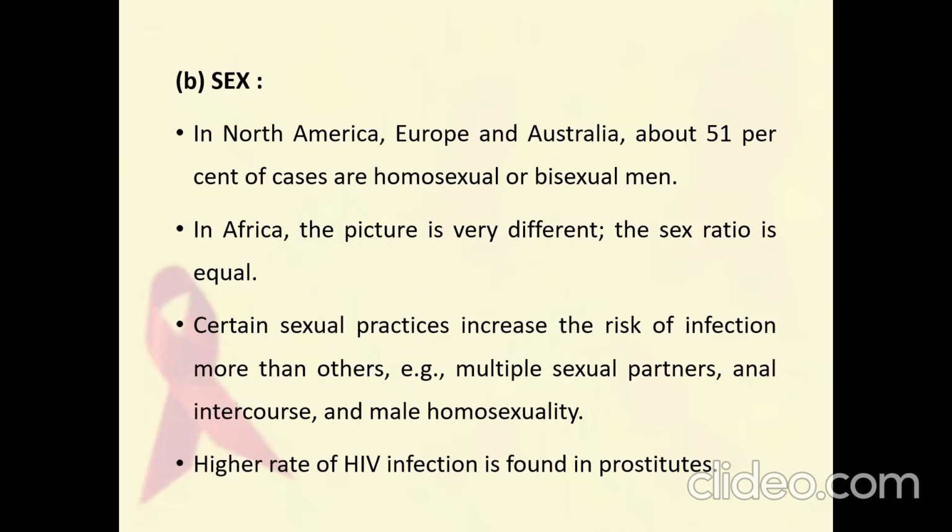Then sex. In North America, Europe, and Australia, about 51% of cases are homosexual or bisexual men. In Africa, the picture is very different. The sex ratio is equal. Certain sexual practices increase the risk of infection more than others. For example, multiple sexual partners, anal intercourse, and male homosexuality. A higher rate of HIV infection is found in prostitutes.